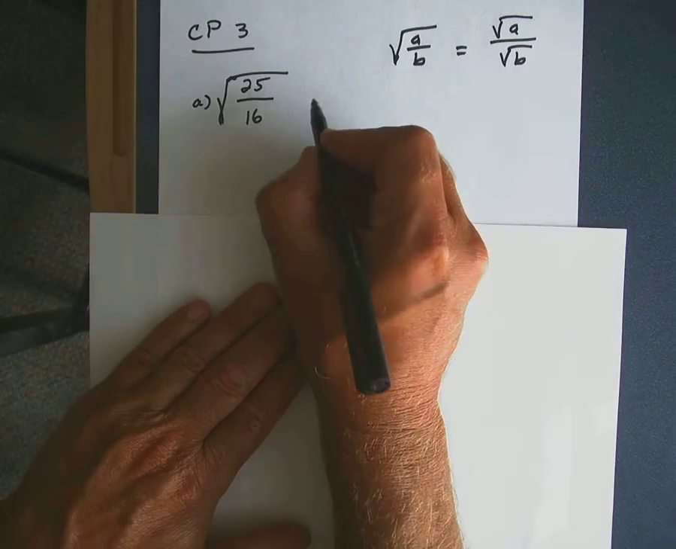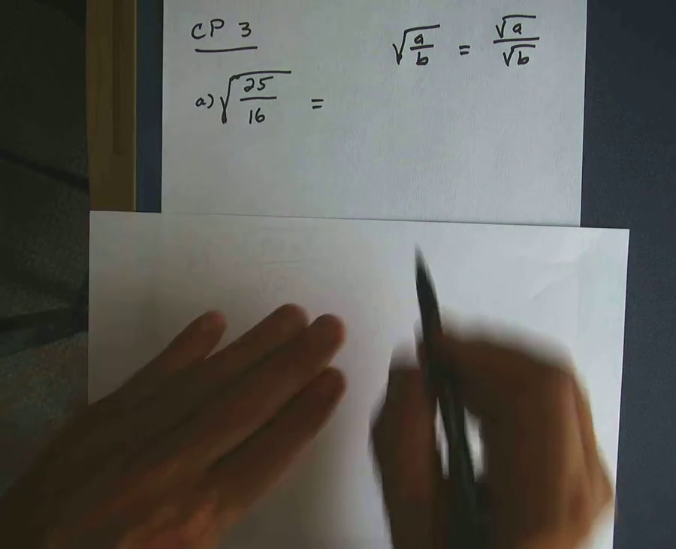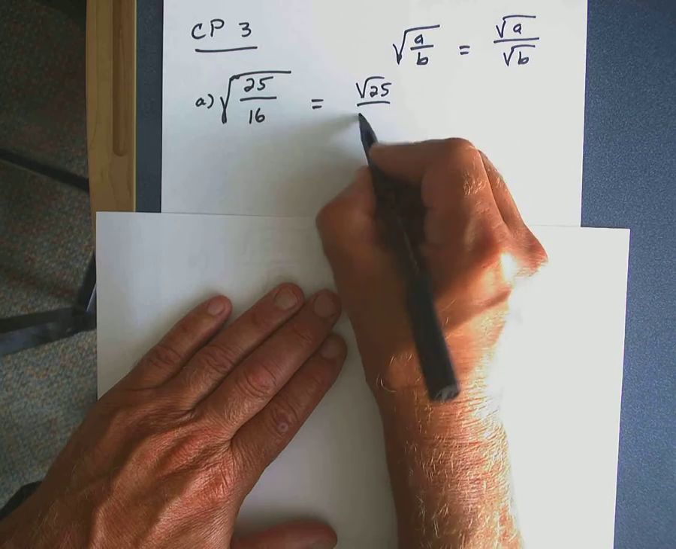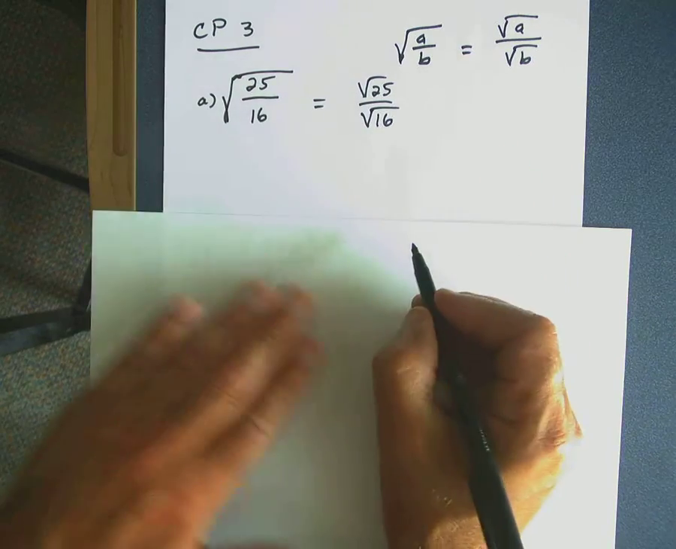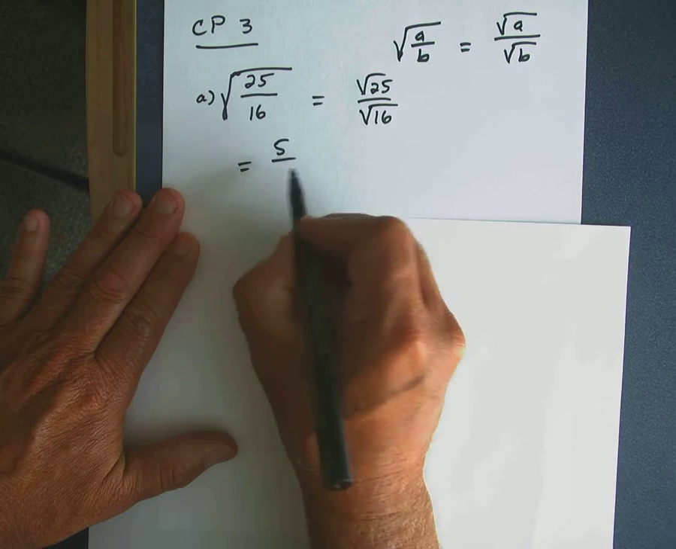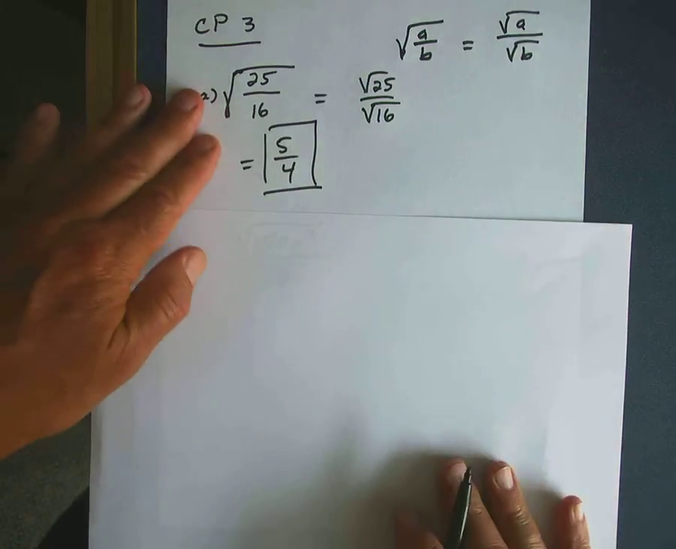So this will help us simplify this, because we can take the square root of 25, we can take the square root of 16. So let's rewrite it as the square root of 25 over the square root of 16 using the property rule. Square root of 25, as you know, is 5. Square root of 16 is 4, so this simplifies to 5/4.